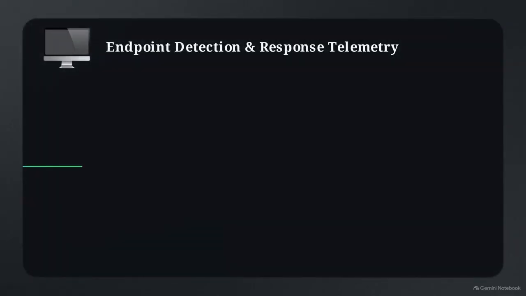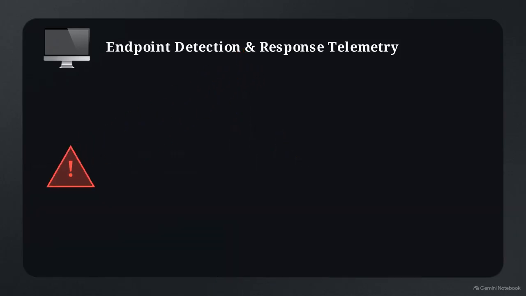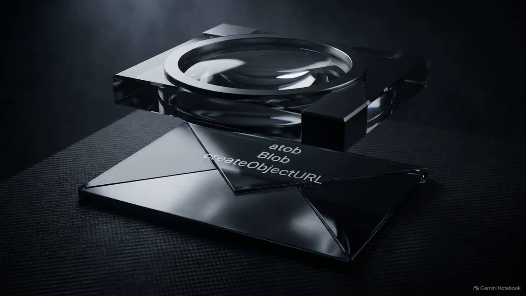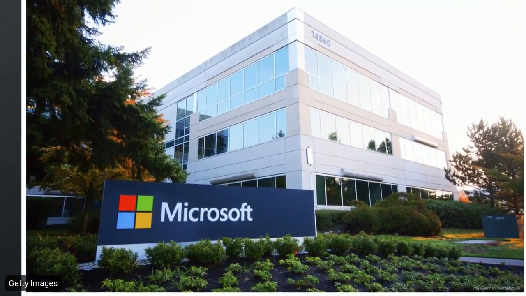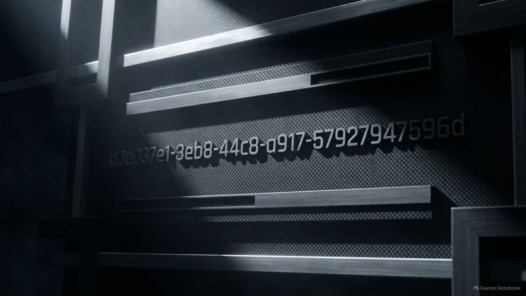Because network visibility is entirely neutralized by this evasion technique, your defense strategy must pivot to the endpoint. Endpoint detection and response telemetry must be configured to flag anomalous browser behavior, specifically the creation of a blob URL followed by an immediate automated file write. On the email front, deploy Yara rules designed to match the atob, blob, and createObjectURL strings directly within HTML attachments to catch commodity kit samples. Downstream of the download, Microsoft Defender's attack surface reduction rules provide critical preventative enforcement. Specifically, you must enable the ASR rule that blocks JavaScript or VBS script from launching downloaded executable content.